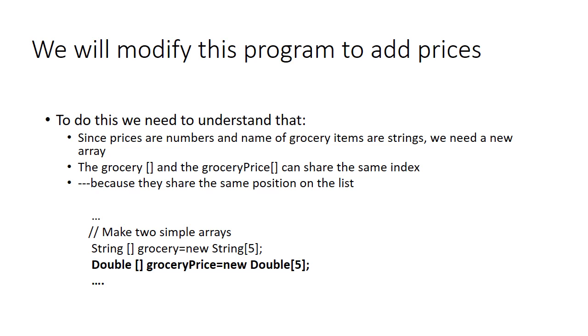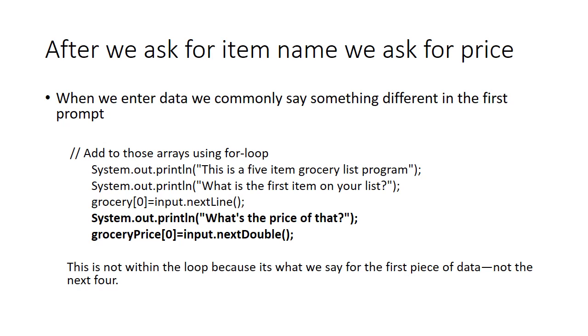In bold is the line that we're adding to create the grocery price array. It has 5 elements, just like the grocery array. Just as before, the first prompt for the first item on the list and the first prompt for the first price on the list are outside the for loop. This is because we typically will say first item. It's more common English usage rather than to say what is your next item when you're entering the first item.